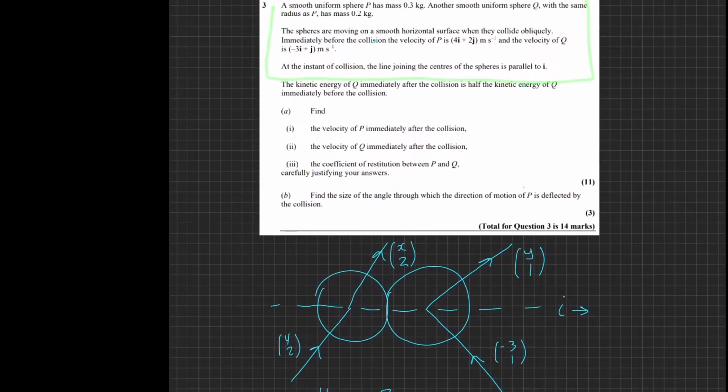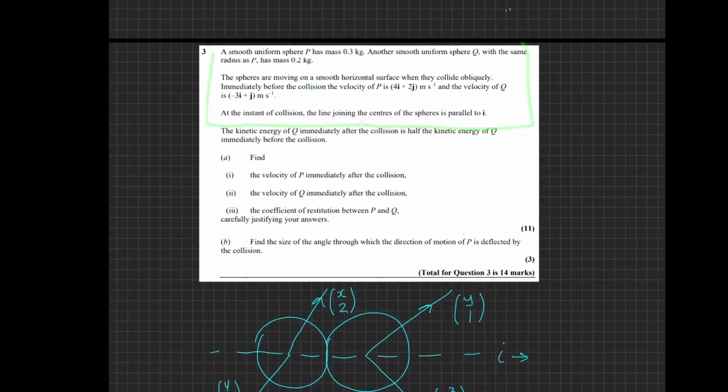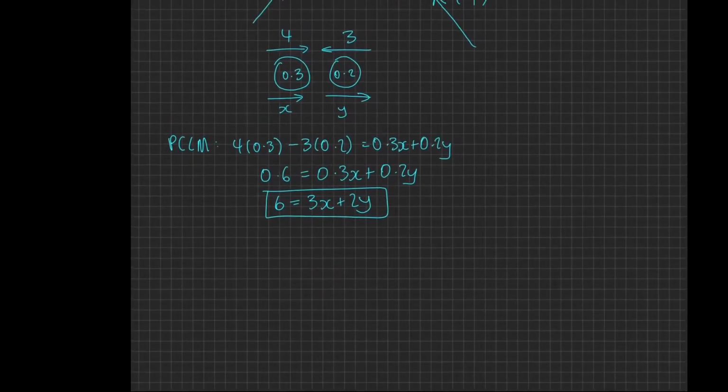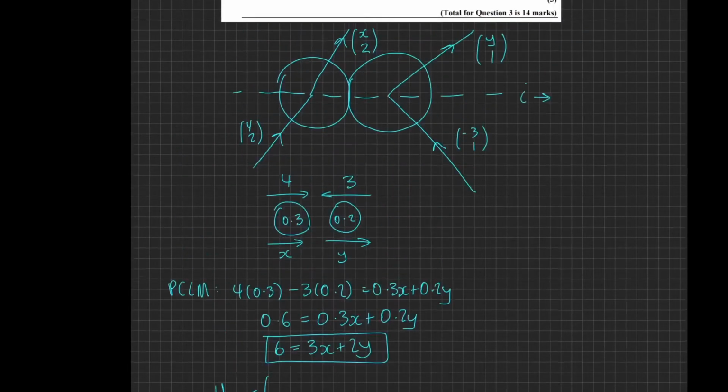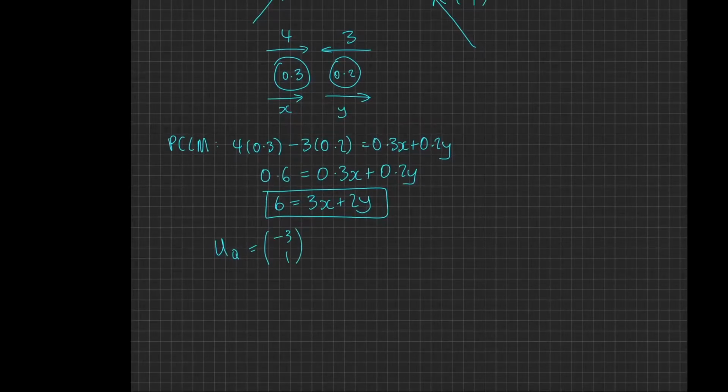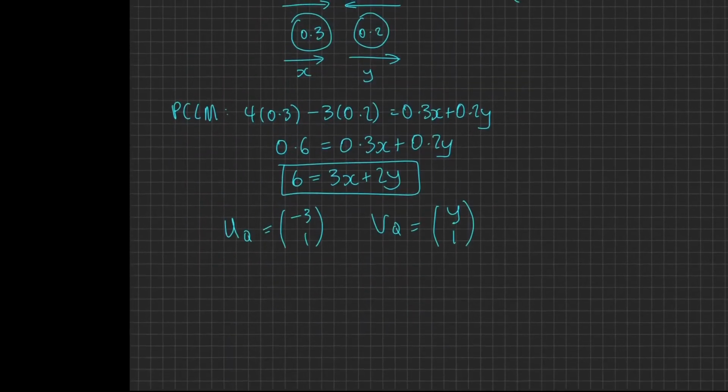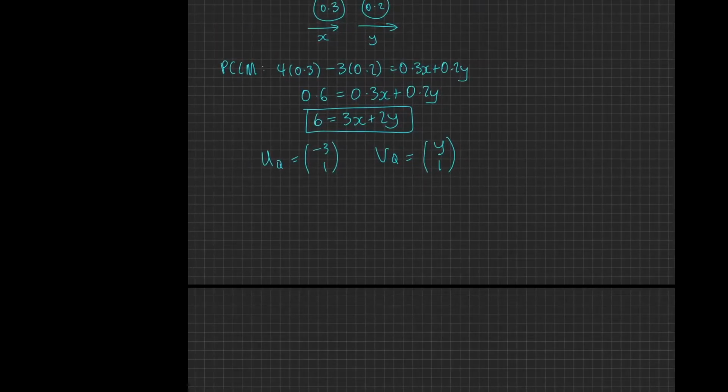So now we have to use this second fact here. The kinetic energy, let me highlight it: the kinetic energy of Q immediately after is half of the kinetic energy of Q immediately before. So we know that the initial velocity of Q, UQ, is given by -3i plus j, and VQ is given by yi plus j, that's what we've defined it as. So the magnitude of UQ is the square root of -3 squared plus 1 squared, or just root 10. And the magnitude of VQ is the square root of y squared plus 1.